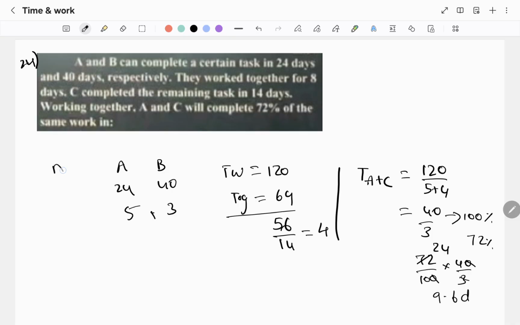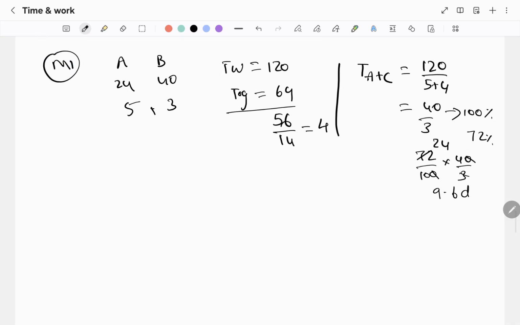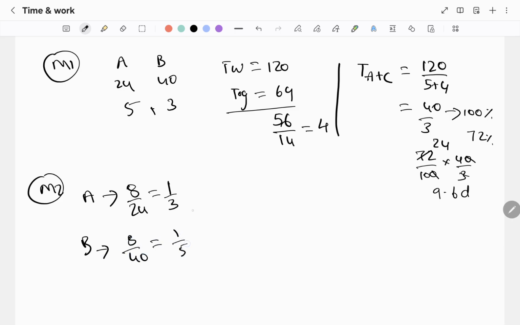So if any shortcut is there, we'll see. Method 1 also, this is a shortcut. So yet if there is anything. Method 2. A worked for 8 days only out of 24. Means what part of the work is completed? 1 by 3. And B completed 8 days out of 40. So 1 by 5. Together 8 by 15.